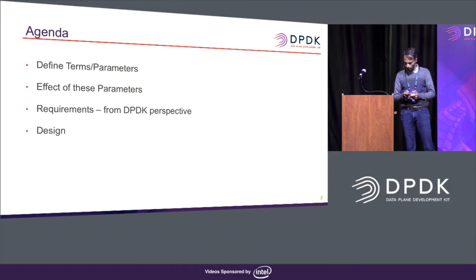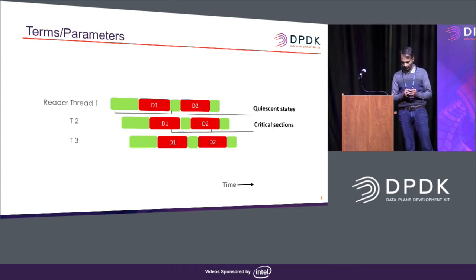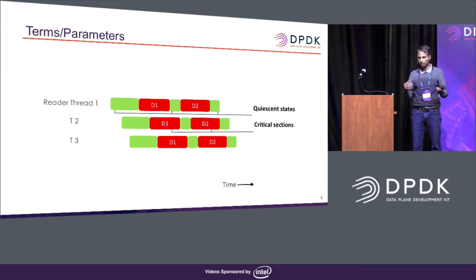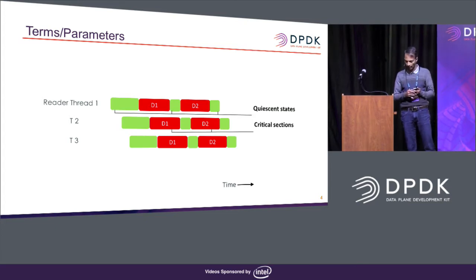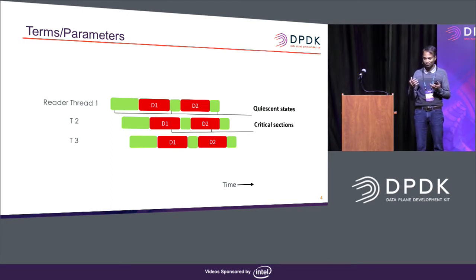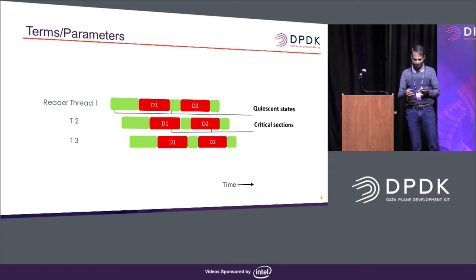Okay, good. So coming to the terms and parameters. Lockless algorithms are great. They provide you scalability and determinism without requirement for any additional hardware. But they come with their own problems. The problem is memory reclamation. It's not as straightforward as what we have learned in our college days, wherein you allocate memory and free memory when you don't want it.